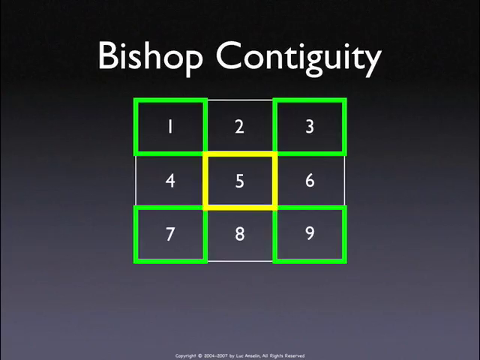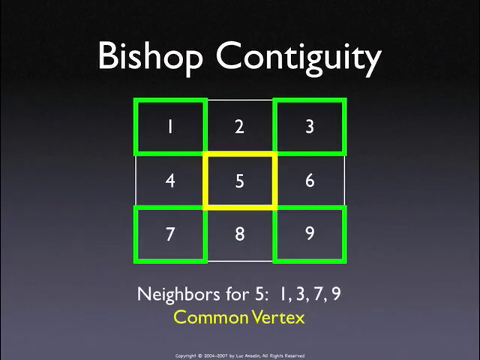Now, I should say Bishop contiguity is not used much. It's only used in those instances where you can reasonably claim that all the interaction goes through the corners, and there is no interaction through the cells. Now, there may be situations where that's the case, but I haven't seen very many.